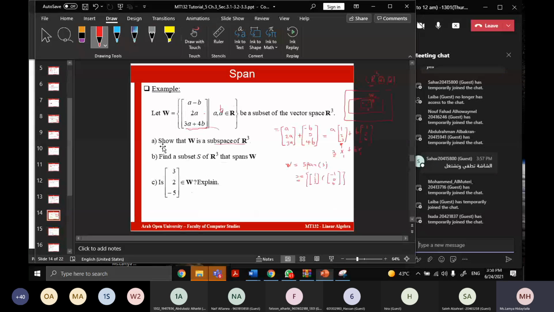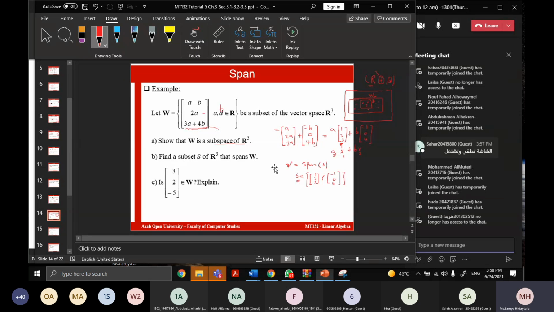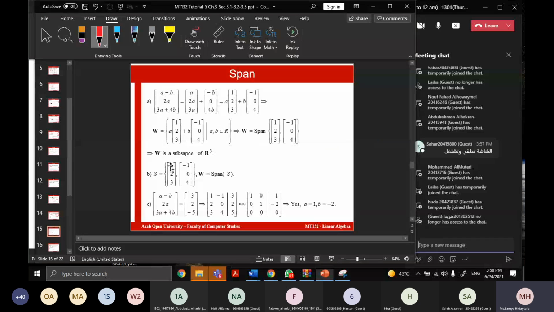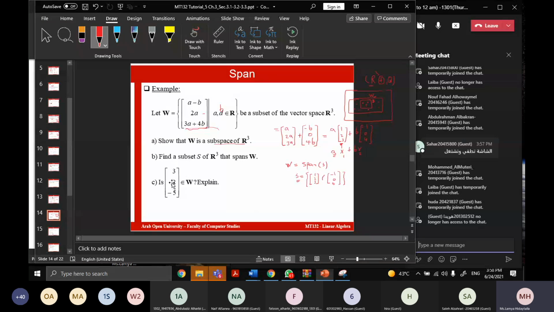Then in the second part he asked me to find a subset S of R3 that spans W, that generates W, that I can get W from. What is this subset? It is made of this vector and this vector. So the subset is the set containing this one and this one. Okay, clear?